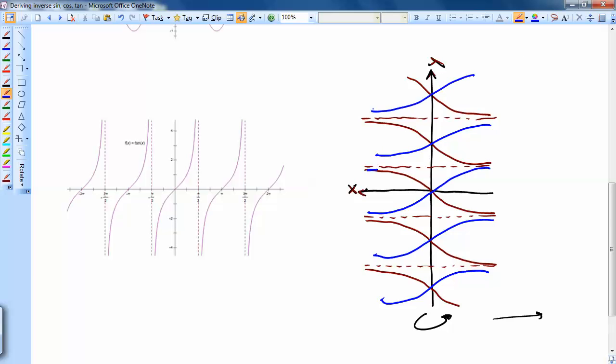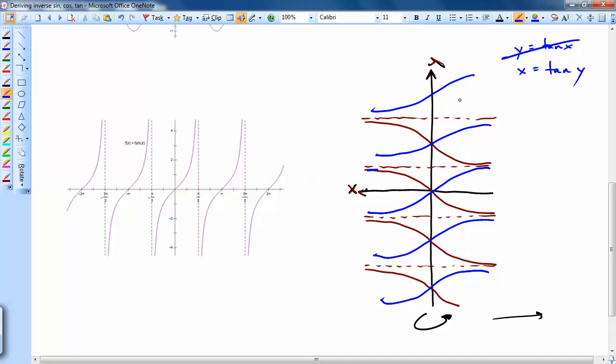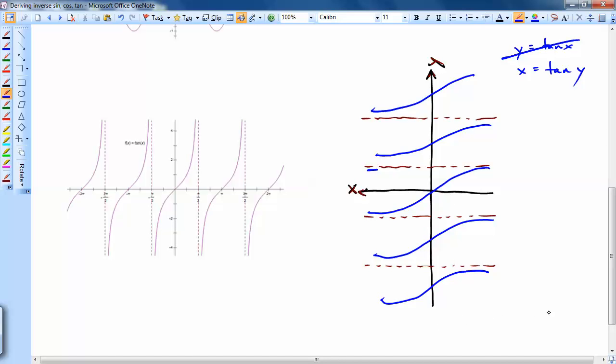Or rather, this is what I get when I switch the x and the y. So instead of y equals tan x, I've got x equals tan y. This is what the graph of x equals tan y looks like, all the blue stuff here. And the asymptotes haven't changed because if I spin those around, they're still in the same place anyway. Okay, so that's what I have.